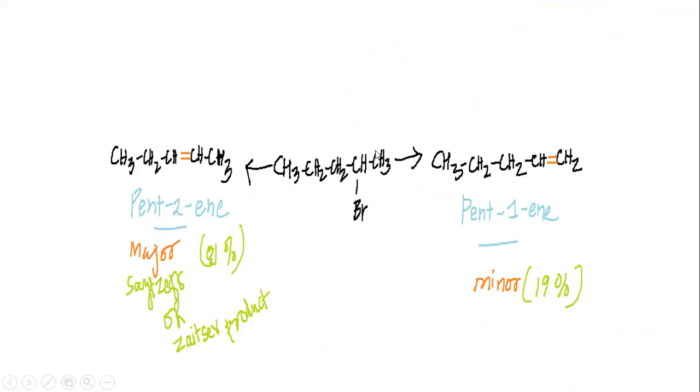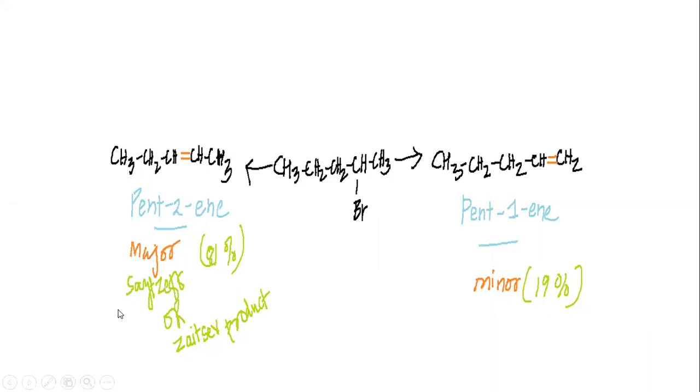But some of the base also attack on the terminal carbon, and there will be a double bond between the first and second carbon, and that is how we may get pent-1-ene. But my dear students, the major product, which is almost 81%, is pent-2-ene, whereas pent-1-ene is the minor product, which is hardly formed at almost 19%.